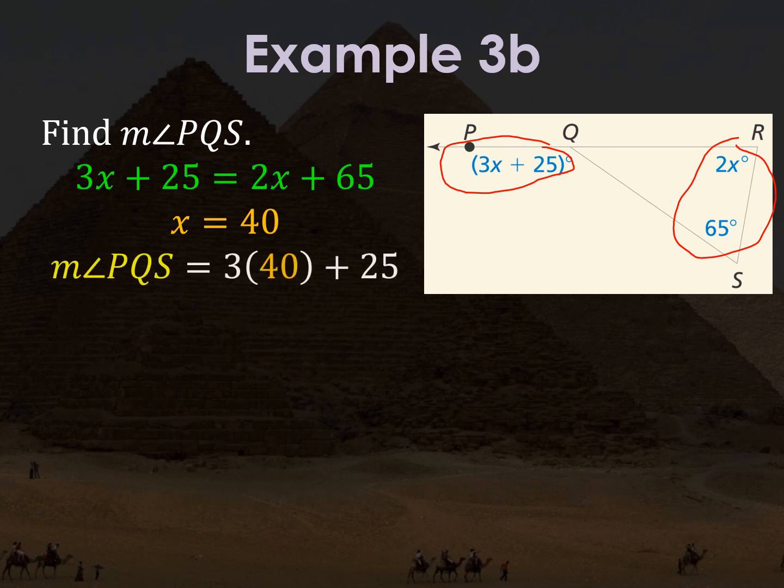You're now going to plug in 40 into the expression for angle PQS. So 3 times 40 plus 25 means that angle PQS is 145 degrees.